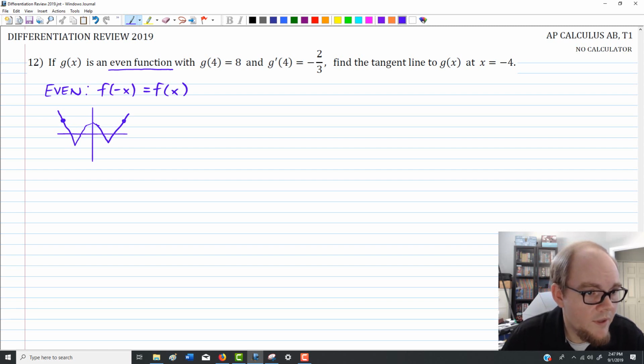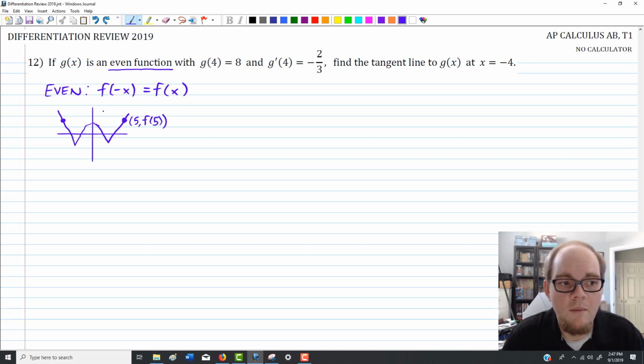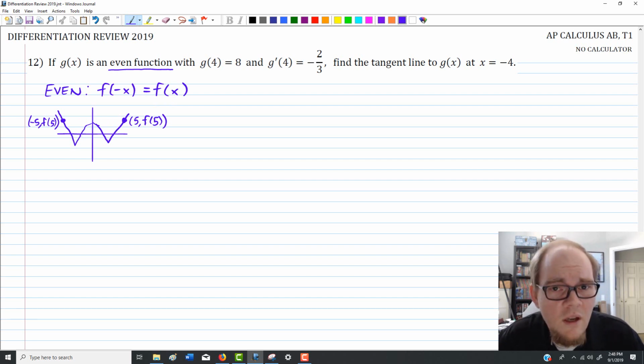As in, if we choose a point on each side, let's say this is 5 comma f of 5. Since the y value has to be the same, the y values have to be the same on opposite sides. That means this point over here would be negative 5 comma f of 5. They'd have the same y value. Now the reason I bring this up and draw a picture is I think you might be able to anticipate this answer and get it correct without actually having to do any differentiation or any fancy thinking.